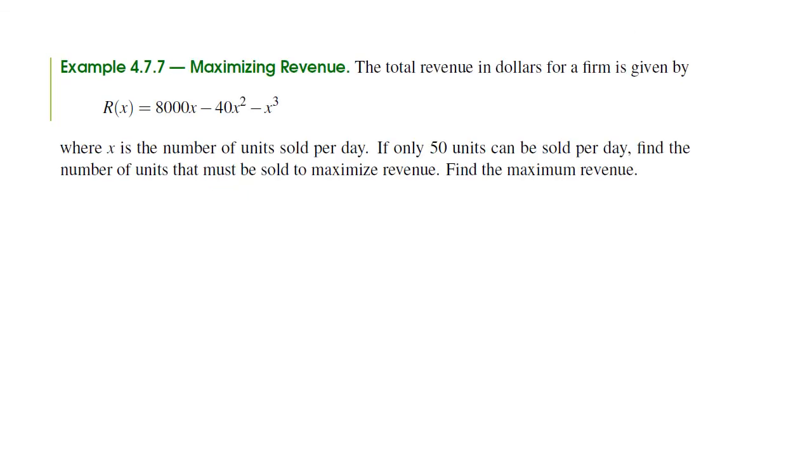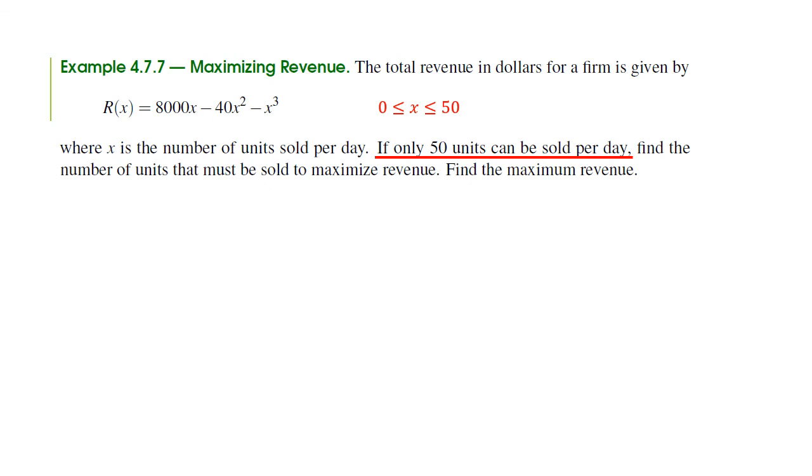Let's do an example in business. In business we need the minimum cost, maximum revenue, and maximum profit. For this example, the total revenue in dollars for a firm is given by R of x equals 8,000x minus 40x squared minus x cubed, where x is the number of units sold per day. x must be a positive integer or 0. If only 50 units can be sold per day, the maximum x is 50, so we will consider x only between 0 and 50.